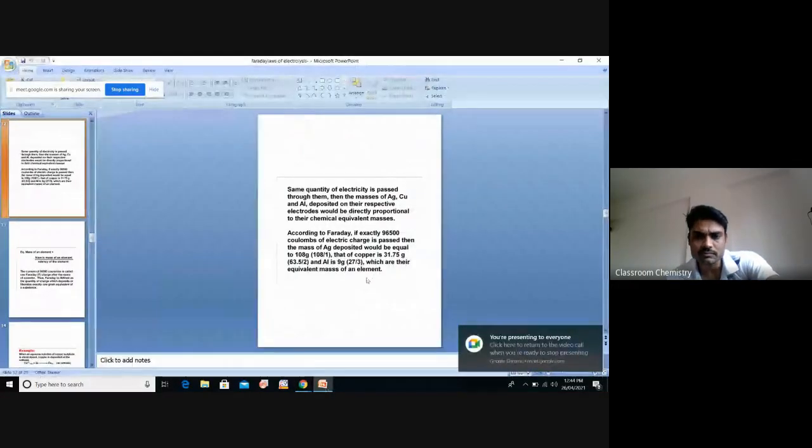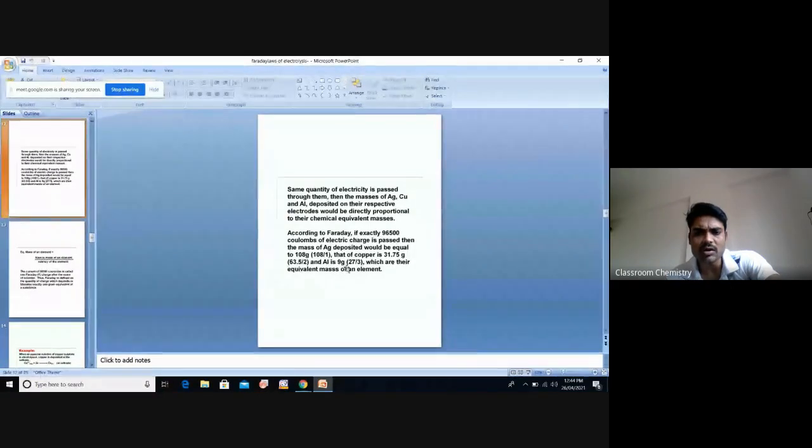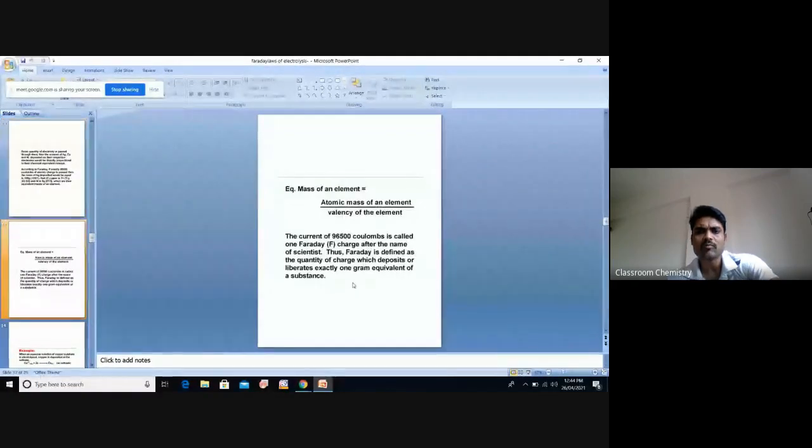And so see here, the chemical equivalent mass of aluminum is 27 divided by 3, as Al3+ is 27, which are the equivalent masses of an element. How is the equivalent mass of an element calculated? Atomic mass of the element divided by valency of the element. This is the formula for calculation of the chemical equivalent mass of an element: atomic mass divided by valency.